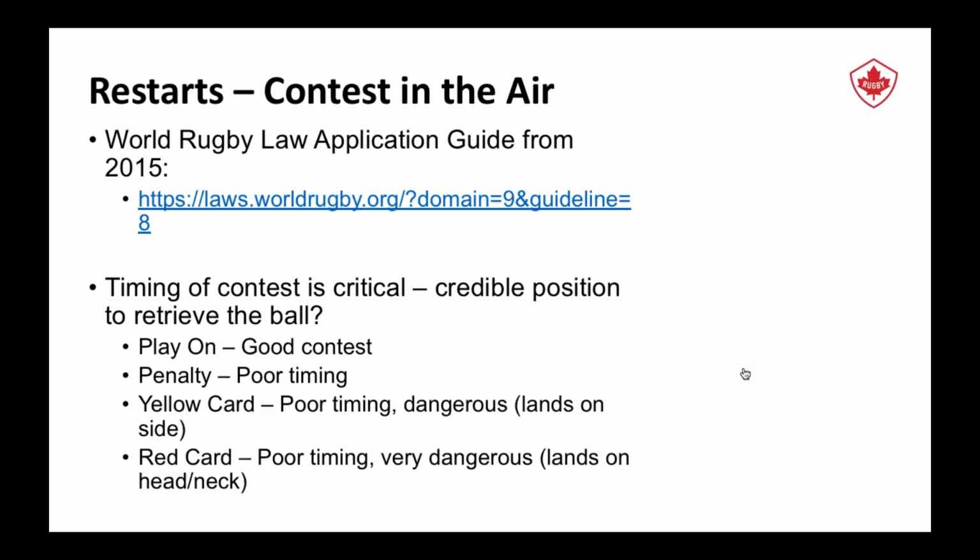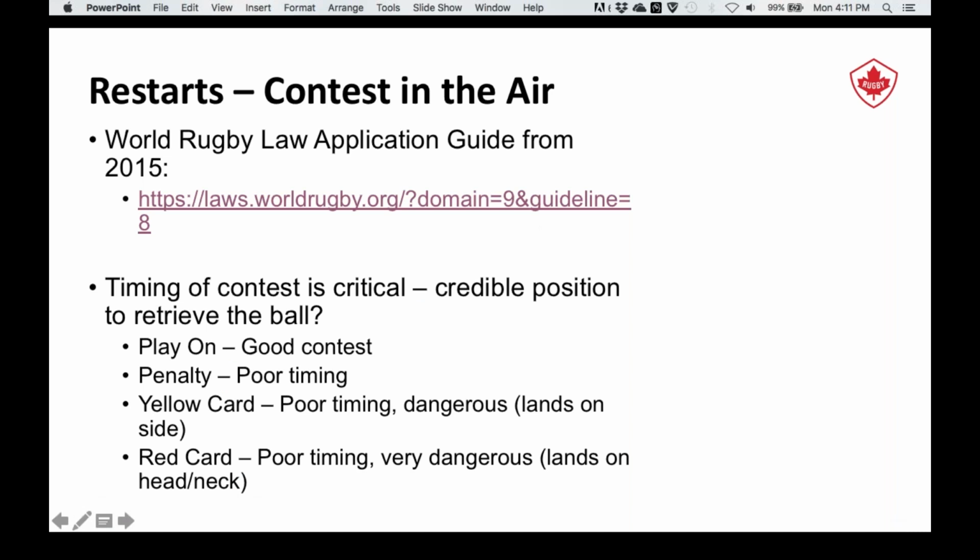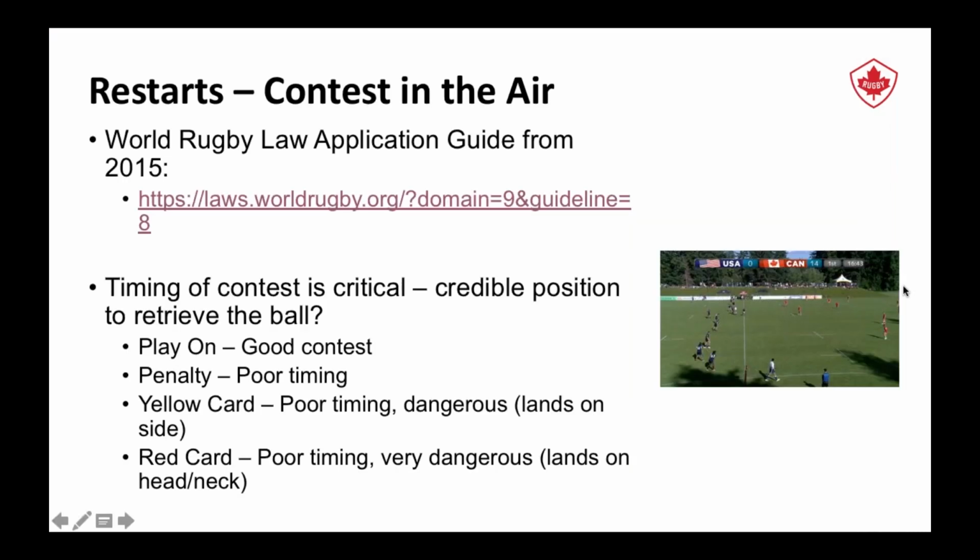So the criteria listed here by World Rugby is in terms of what it is we're looking at when it comes to play-ons, penalties, yellow cards, and red cards. So what we'll do is run through the examples listed on the website. So we actually will go there. I just realized we... yes, we will go there and we will take a look at those, and then we'll come back and take a look at an example from this past weekend, actually, with the Canada U20 men's game.